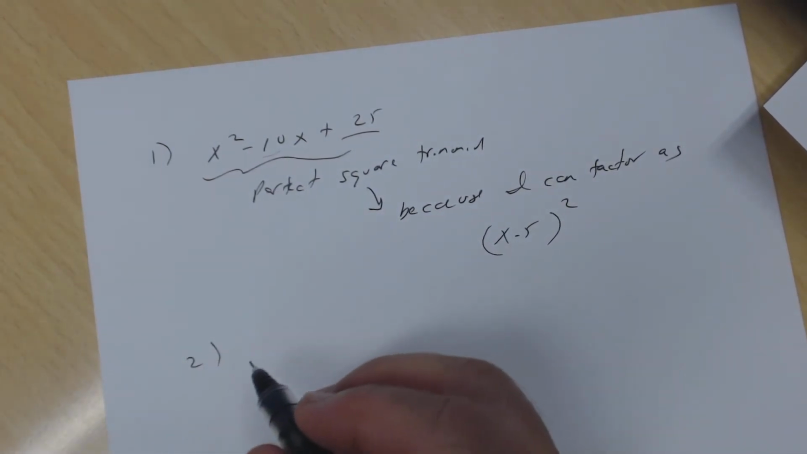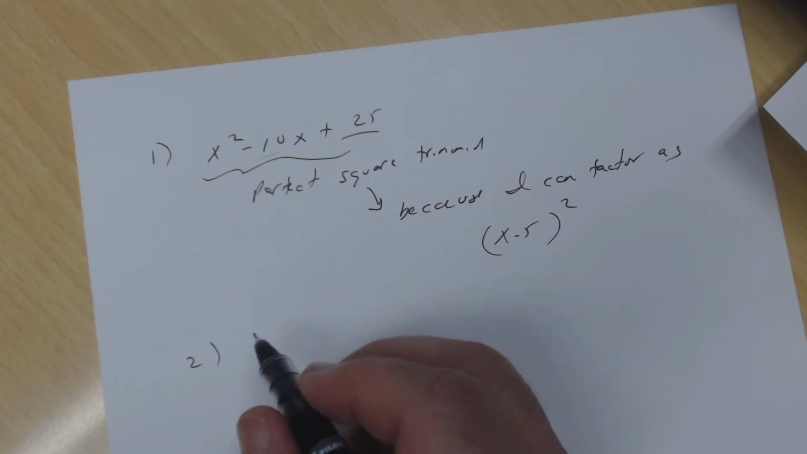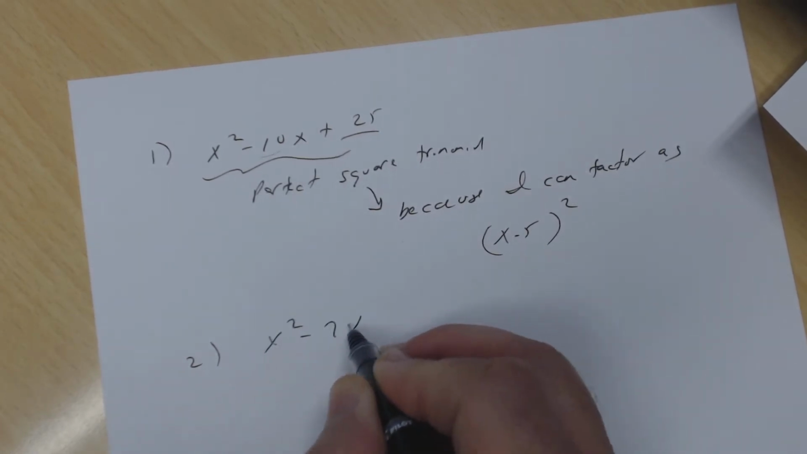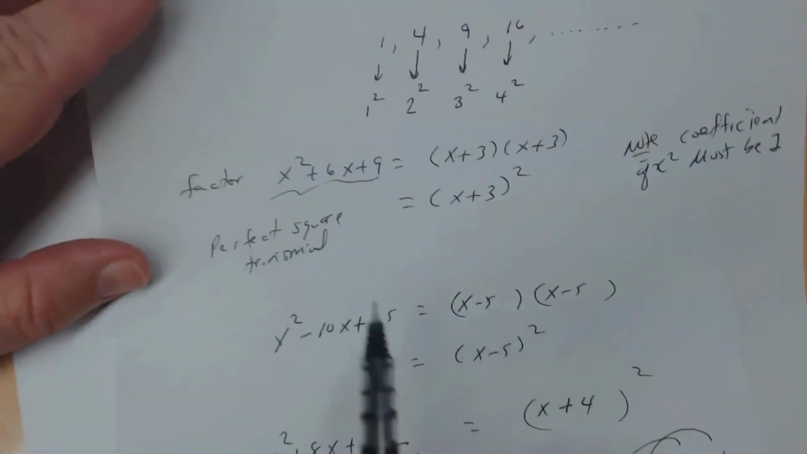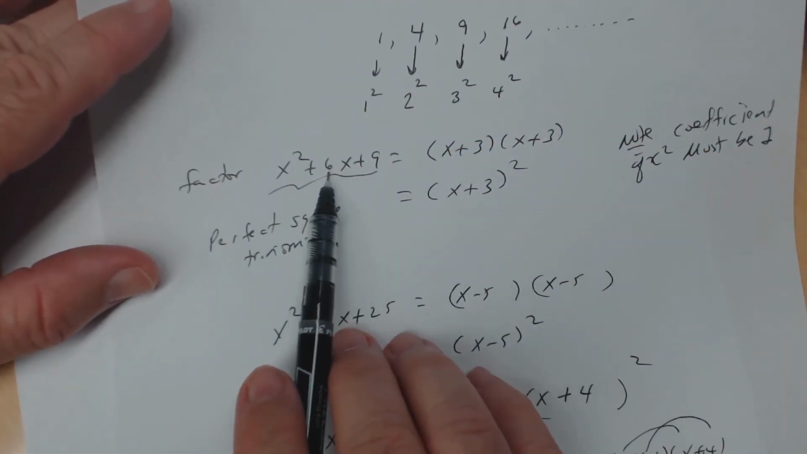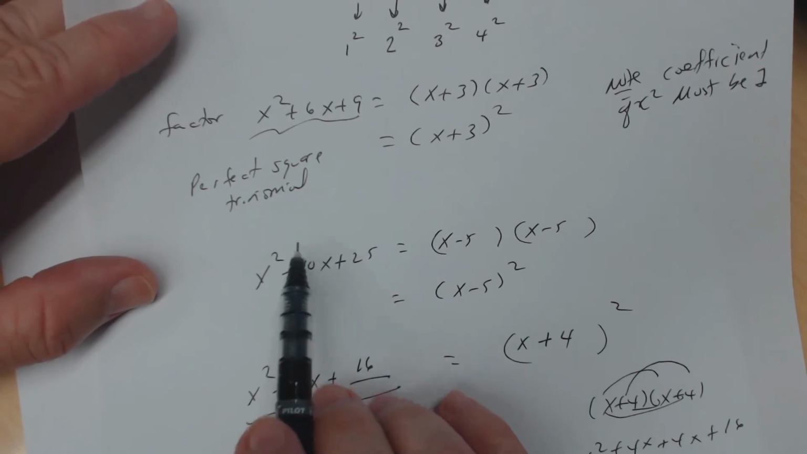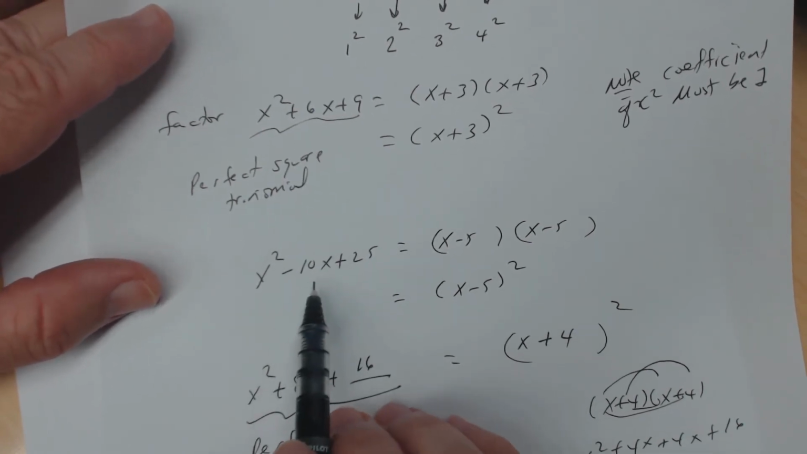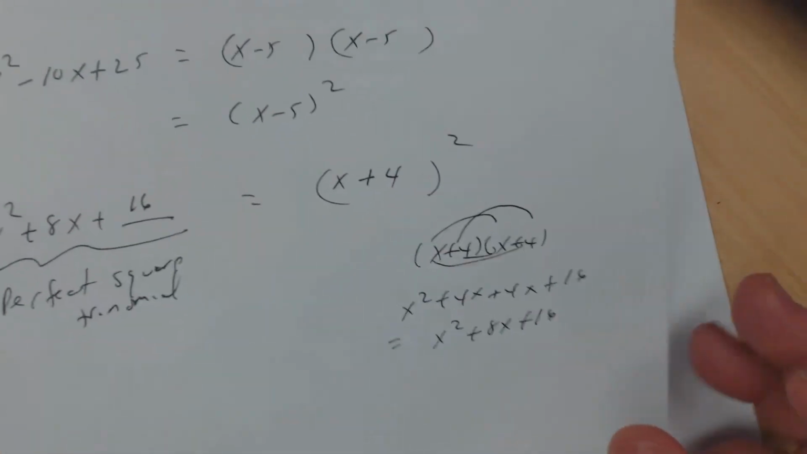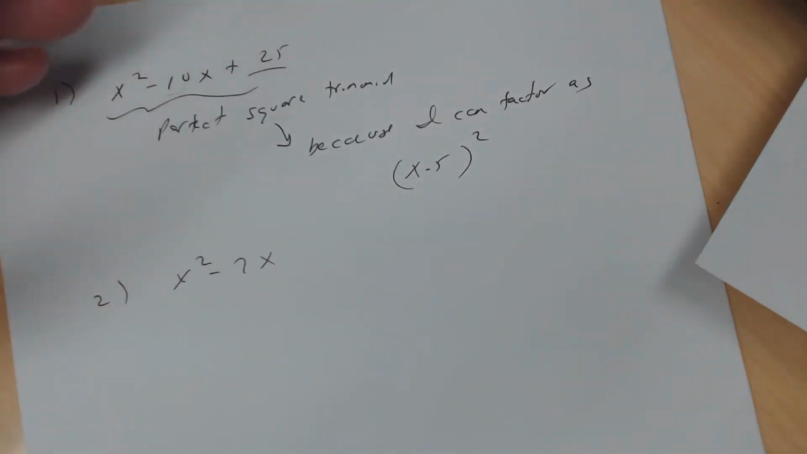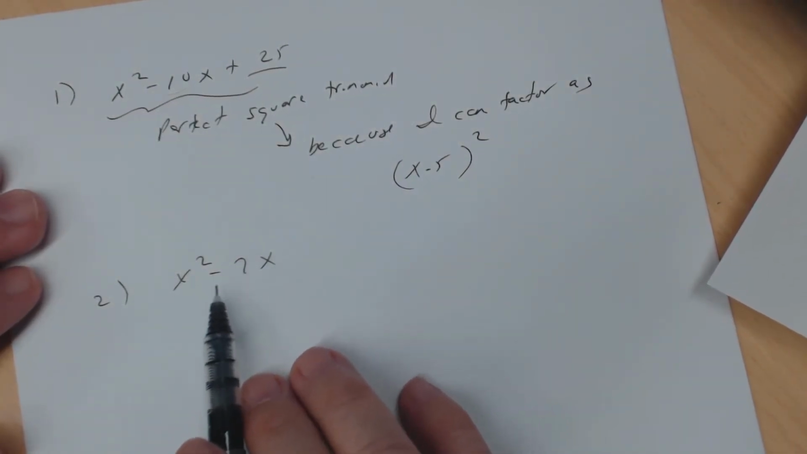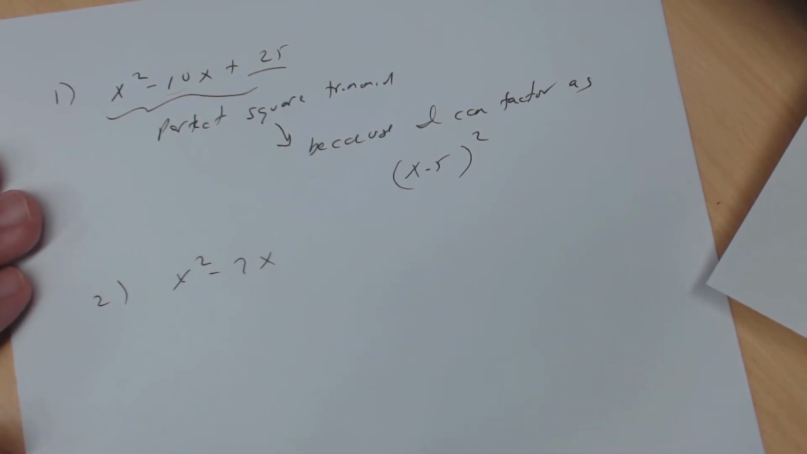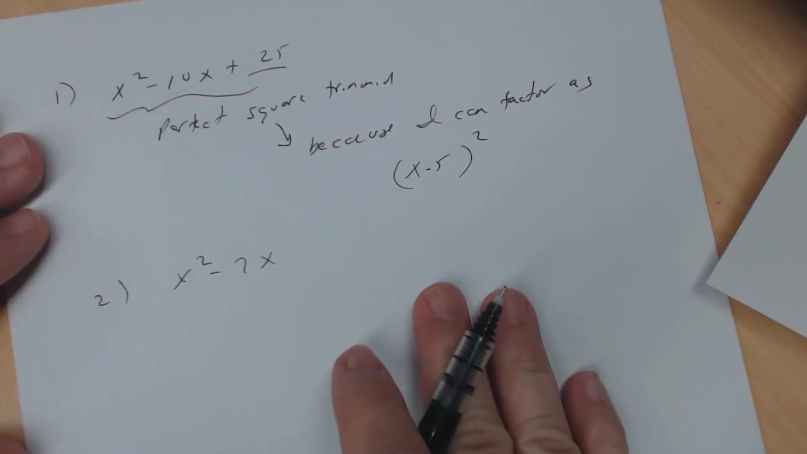Number 2. All right, suppose you had x squared minus 7x. Well, these were easy, because b was even: 6, negative 10, positive 8. So the coefficients were all divisible by 2. Here, this coefficient is not divisible by 2, but the idea is the same.